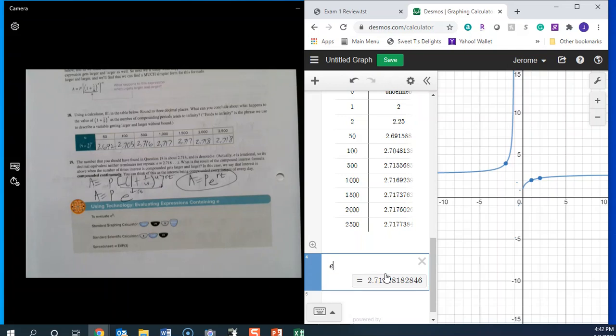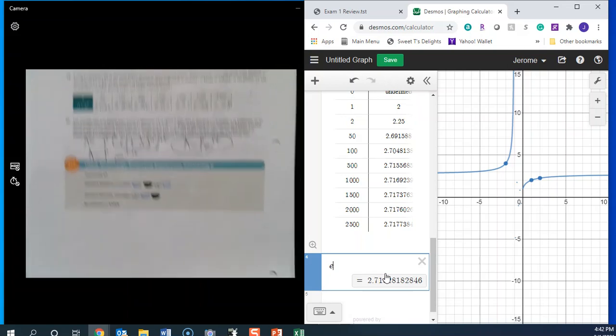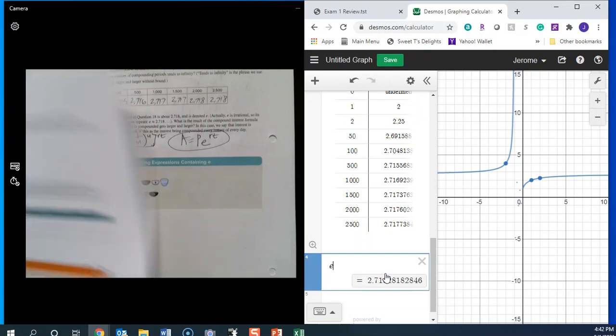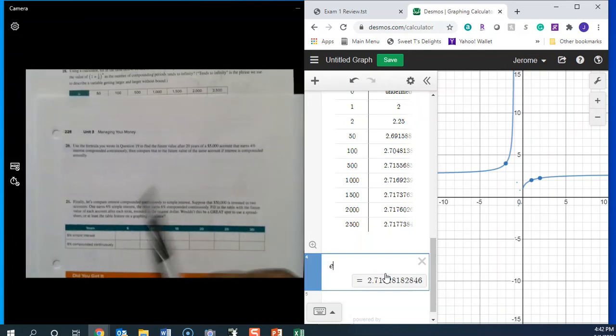All right, so I guess we do need to do this next page. Let's go here so we can test this formula out, at least at the top. It says use the formula you wrote in question 19 to find the future value after 20 years of a $5,000 account that earns 4% interest compounded continuously. Then compare that to the future value of the same account if interest is compounded annually.